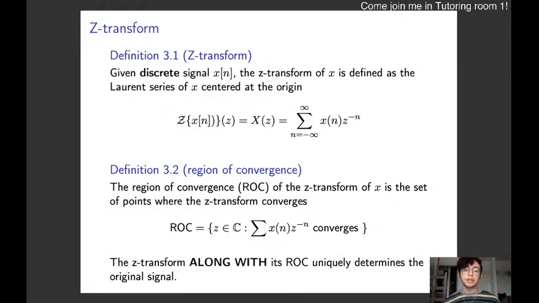Both of these things are important together because both of these things will allow us to reconstruct some signal. So this means that there can be more than one signal, say x1 and x2, that will have the same z-transform, but they'll have different ROCs. That's why it's important to specify both if we're working in the z-domain.